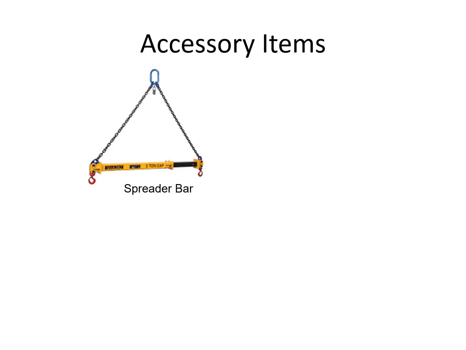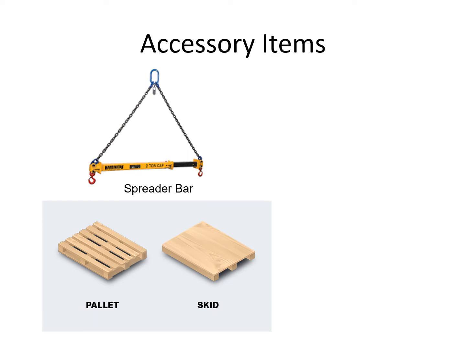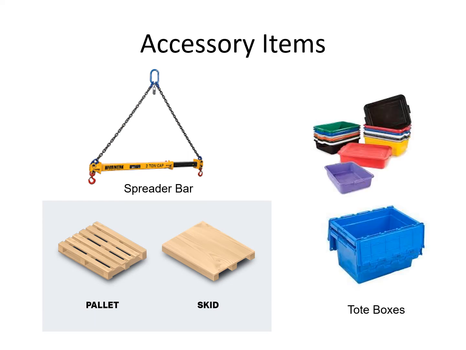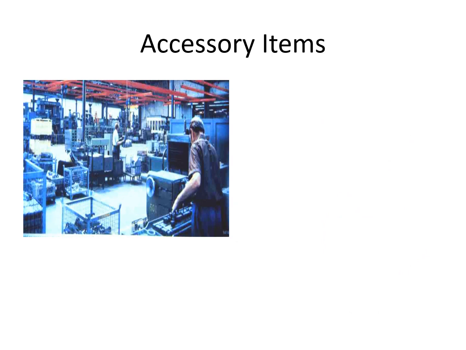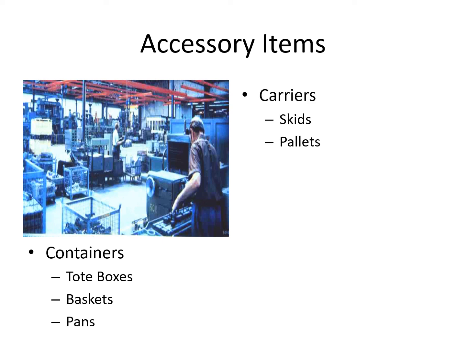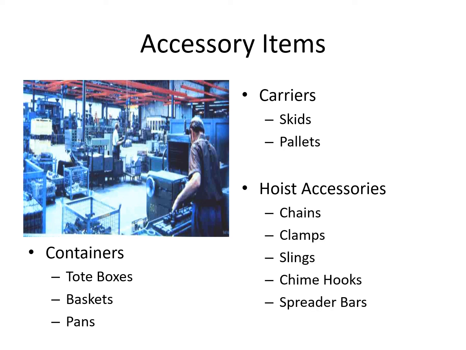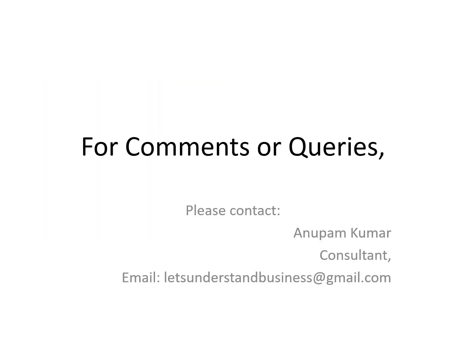Among the accessory items, we may have the spreader bar, the skid or the pallet, the tote boxes. The accessory items may broadly be divided among the containers, which are the tote box, the baskets, the pans, the carriers, which are the skids or pallets, and the hoist accessories, which may be the chain, clamp, sling, climb hook, spreader bar, and the like.